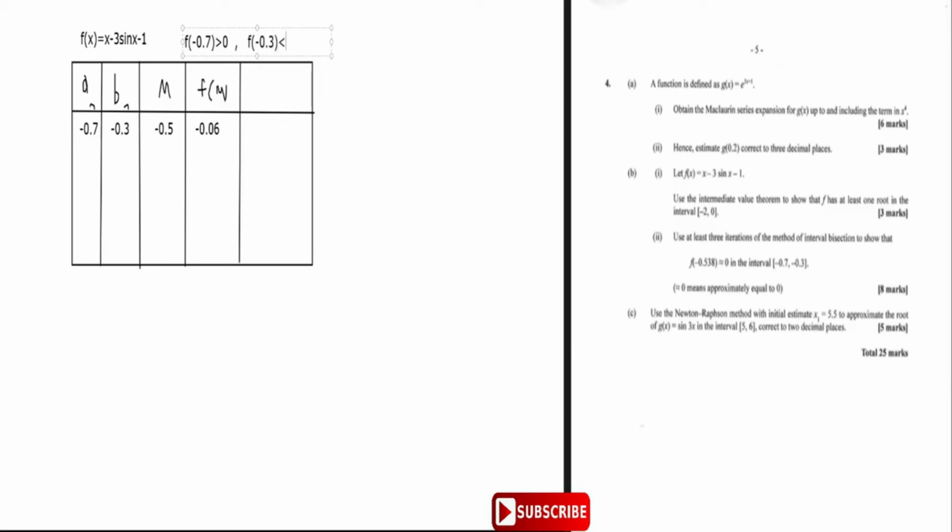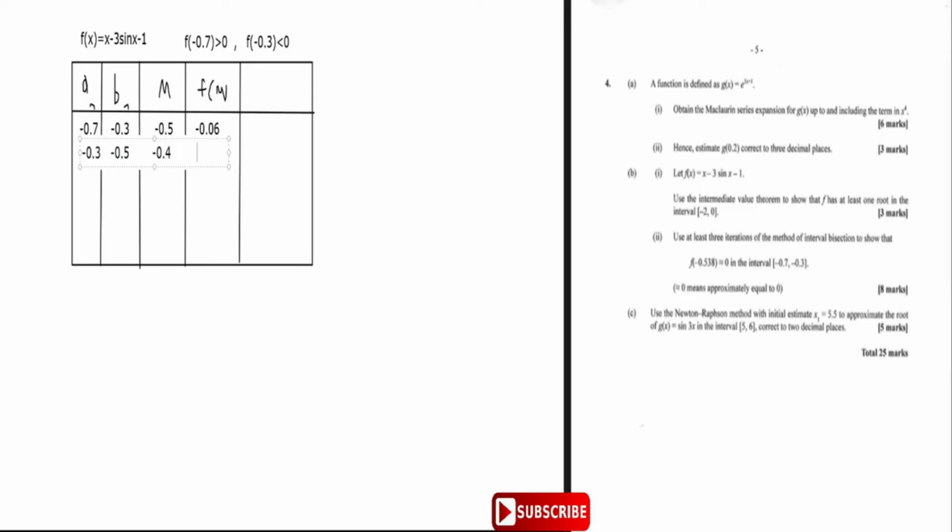And so what that means is we can eliminate this 0.5 now. So now we're actually in between negative 0.5 and negative 0.3. So we're going to write now that we're between negative 0.3 and negative 0.5. Now we're going to take the midpoint of those two, negative 0.3 plus negative 0.5 divided by 2, that's negative 0.4.